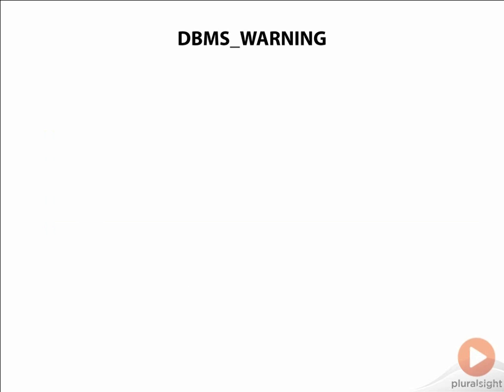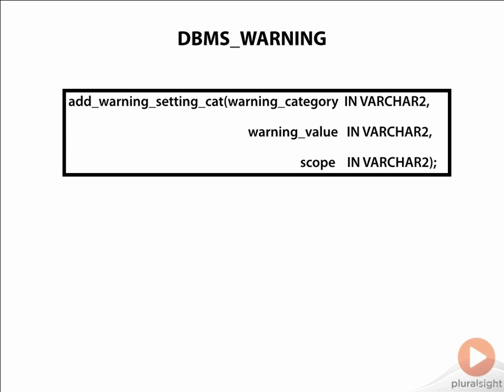DBMS_WARNING is another package through which you can set these settings and get the current settings for the session. This package has many procedures, but we will take a look at a couple of them which I think you will be using most often. We have the procedure add_warning_setting_cat, which takes in 3 parameters, the first being the warning category, which can be informational, severe, and performance, or all for all of them. The second parameter is to specify the warning value as in enable, disable, or error, and the third parameter scope takes in session or system.